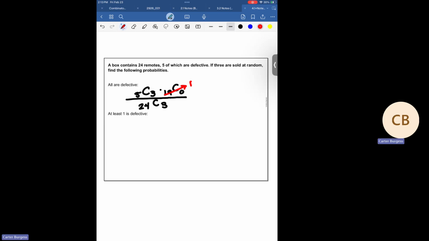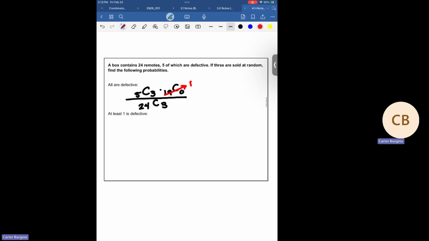24 remotes. Right, but what does 24 choose 3 specifically represent? What does that value represent? All the remotes where 3 are sold. So all of the ways to sell 3 out of the 24 remotes, independent of how many are defective, independent of how many work. That's just the total number of ways to sell 3 of the 24 remotes.